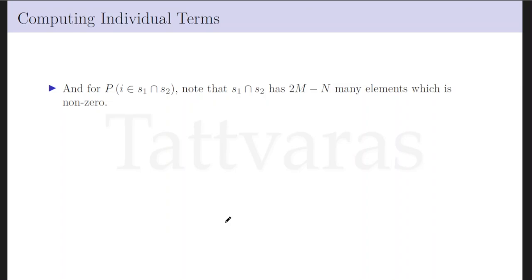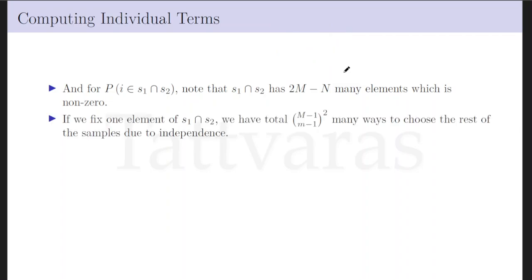Now the third term is a little tricky. So here we have i belonging to the intersection of two samples, S1 and S2. So we have S1 and S2, and here we have the ith unit. So i is here. So we are fixing one unit that is common in both samples. So the rest of the small m minus 1 units in S1 are coming from the capital M minus 1 observations in the subpopulation, right? Similarly for S2. So that means M minus 1 choose small m minus 1, squared.